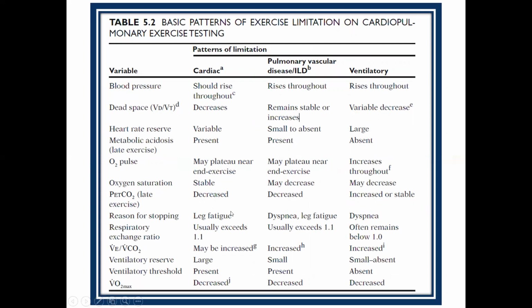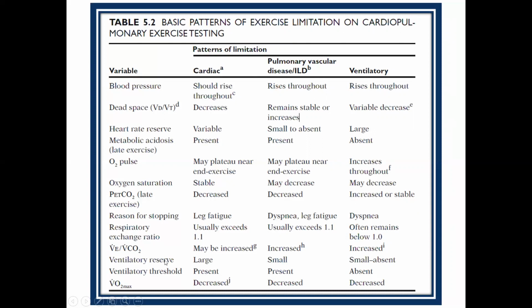Your PET CO2 should decrease just like it should in normal people. And predominantly you stop because of leg fatigue. Now it's not always the case, but in cardiac output limitation, the main reason usually for stopping is leg fatigue. The RER should be over 1.1, and the VE/VCO2 is usually increased, but doesn't have to be. And this is where you will differentiate.